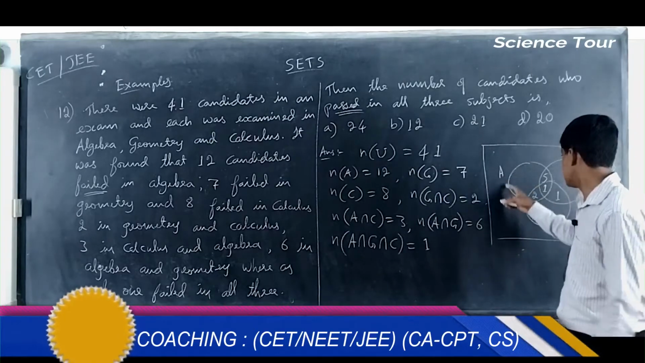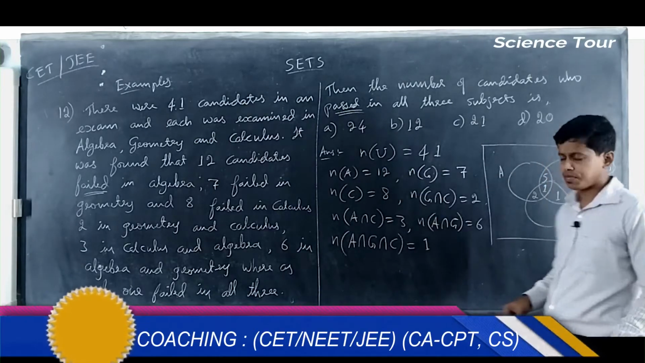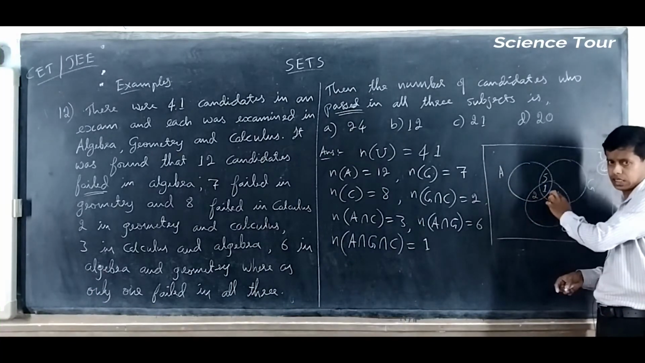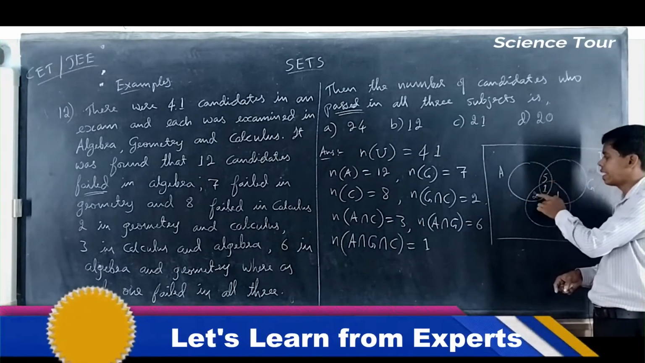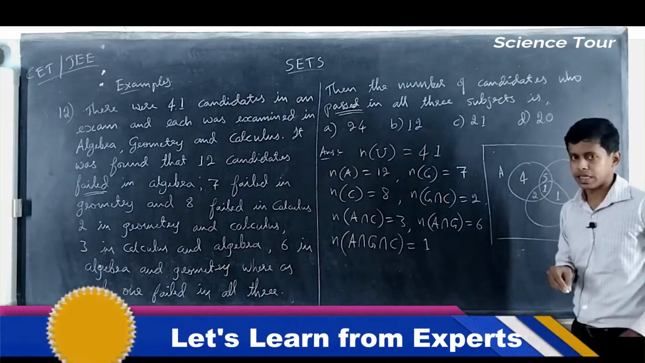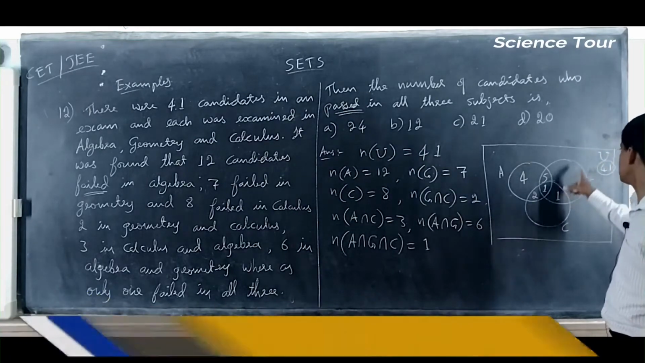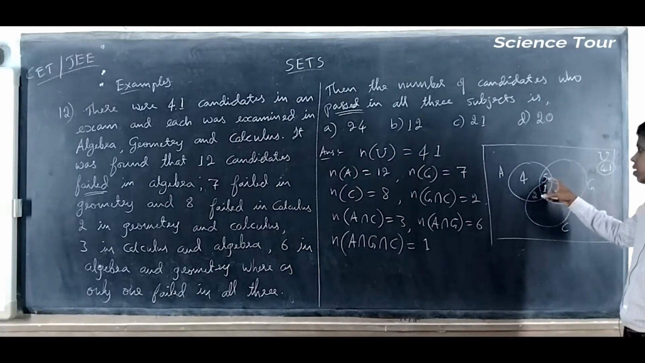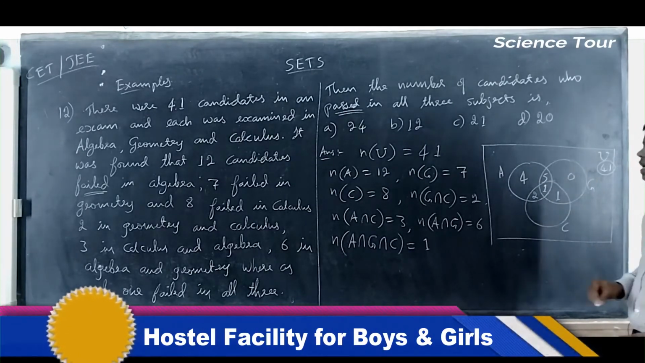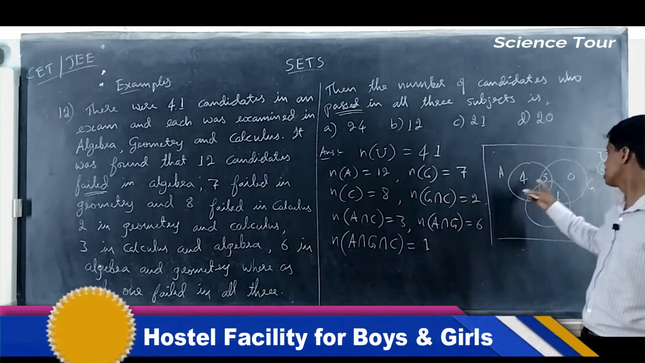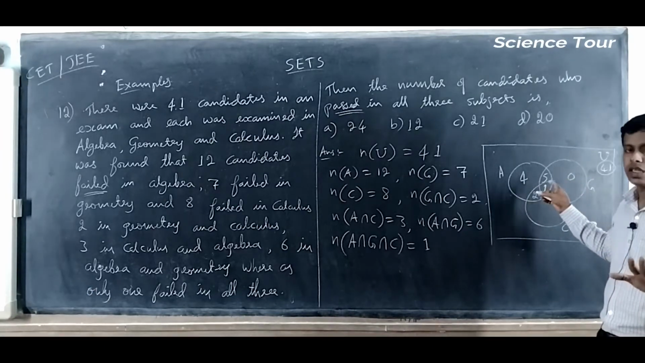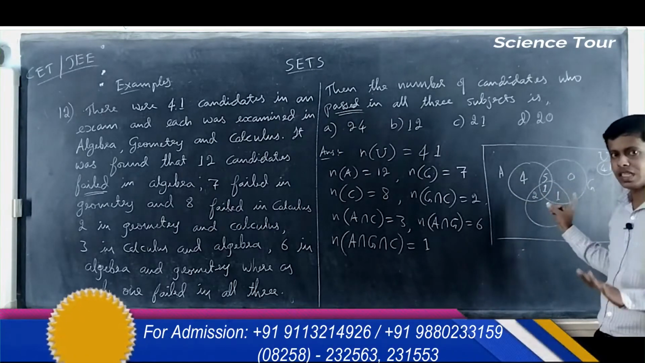Now what is n of A? n of A is 12. This circle comprises 12 candidates. Out of 12 you have written 8 already, so only 4 you have to write in this region. Then n of G you have totally 7. So 5 plus 1 plus 1 is already 7. Therefore, there are no candidates here. So in this circle you have totally 7. Only G: nobody failed in only geometry.